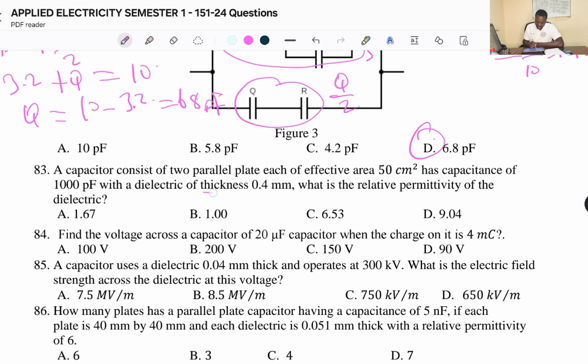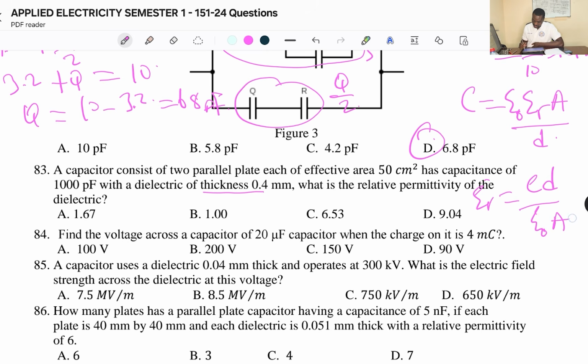Because now we have a dielectric material, we write the capacitance is equal to the absolute permittivity of the dielectric material, and that equals the permittivity of free space times the relative permittivity of the material times the area over the distance between the plates, which will be the thickness of the dielectric material, that will be D. So we make relative permittivity the subject, and that will be equal to C times D over the permittivity of free space times the area, right?